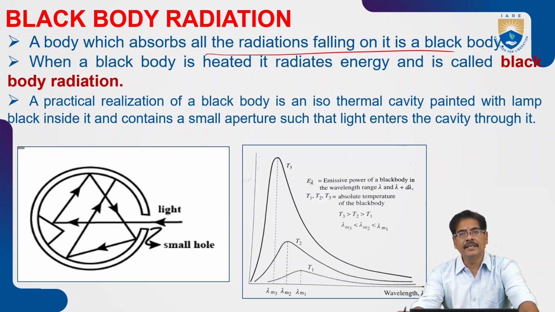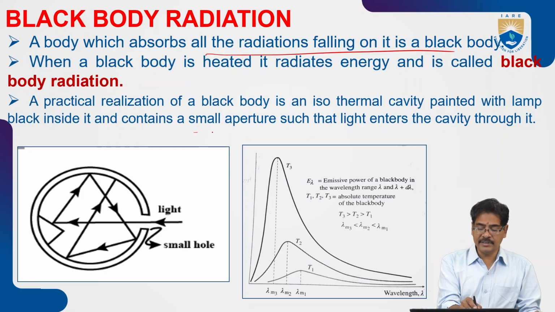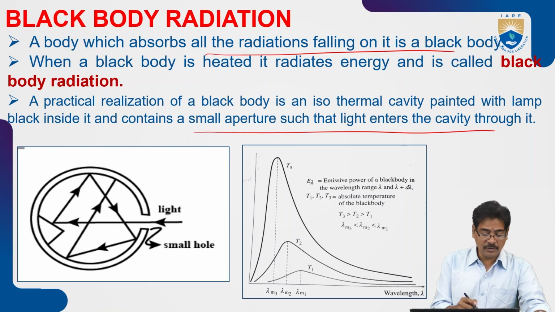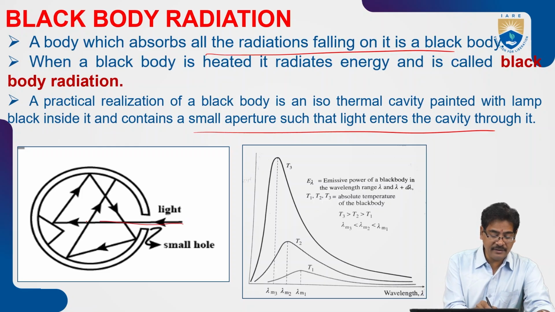When a black body is heated, it radiates energy, and this is called black body radiation. A practical realization of a black body is an isothermal cavity painted with lamp black inside it, which contains a small aperture such that light enters the cavity through it. This small hole is where the light enters into the cavity.